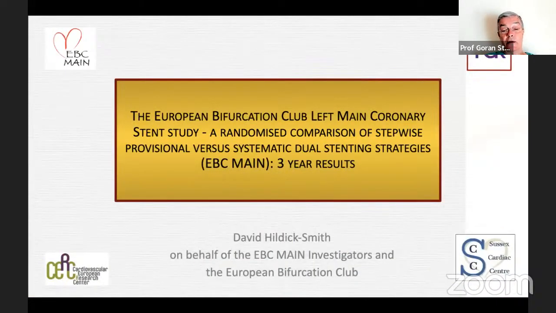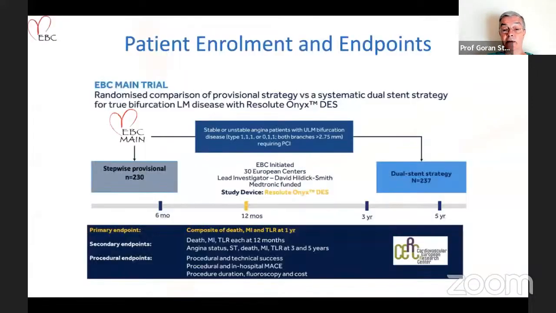Now we go to Europe, EuroPCR, to left main studies. First, EBC MAIN, David Hildick-Smith, PI, presented three-year results. For those who don't know the study, EBC MAIN was a randomized comparison of stepwise provisional strategy versus systematic dual stent strategy for true left main bifurcation disease with Resolute Onyx DES.